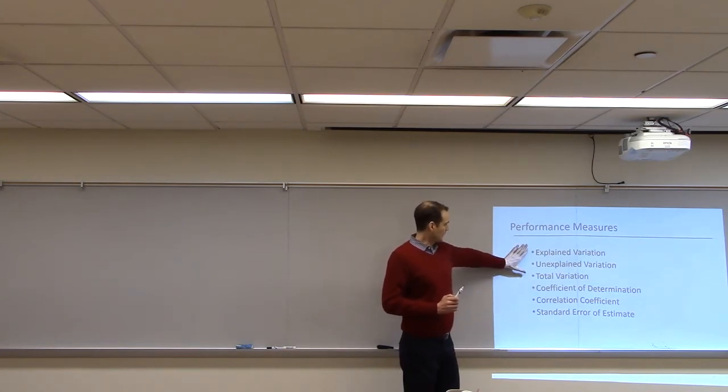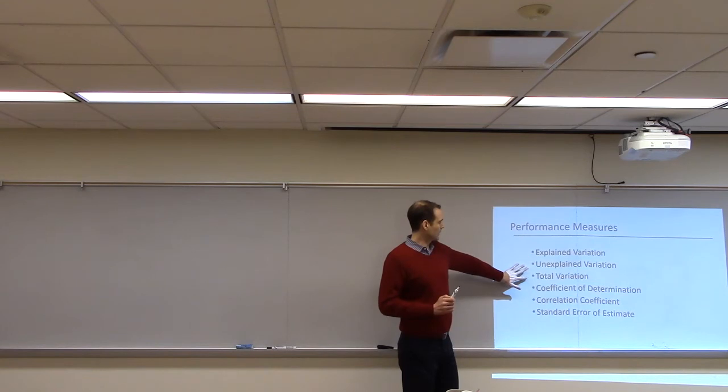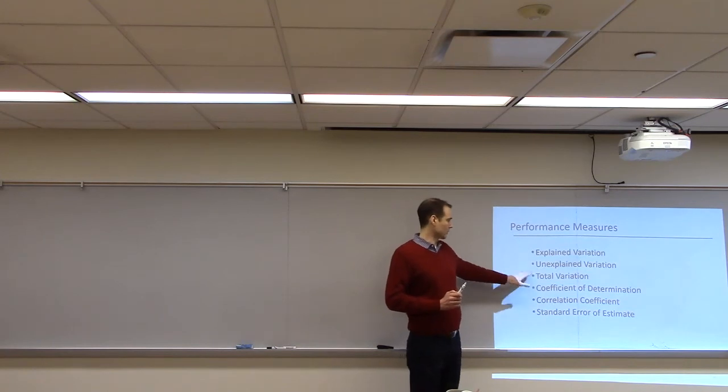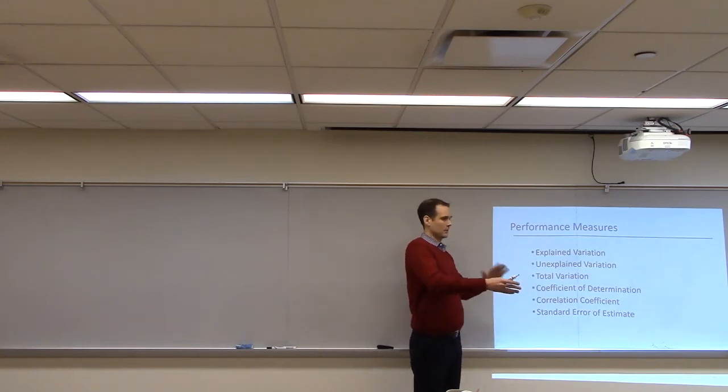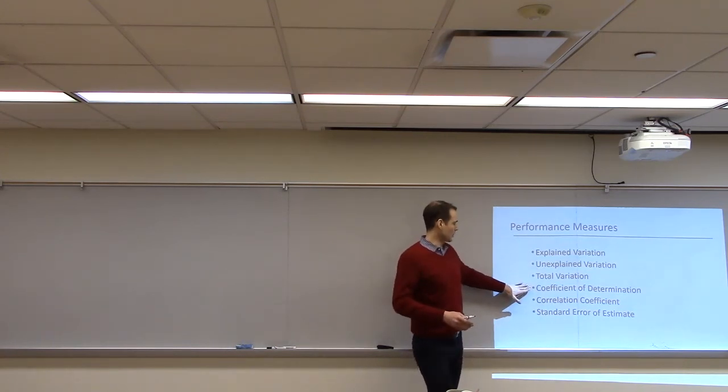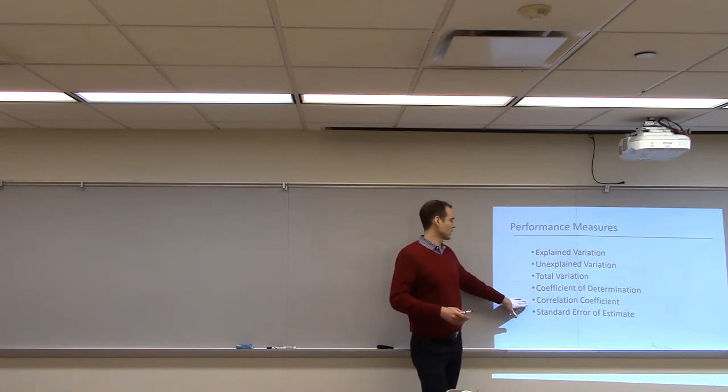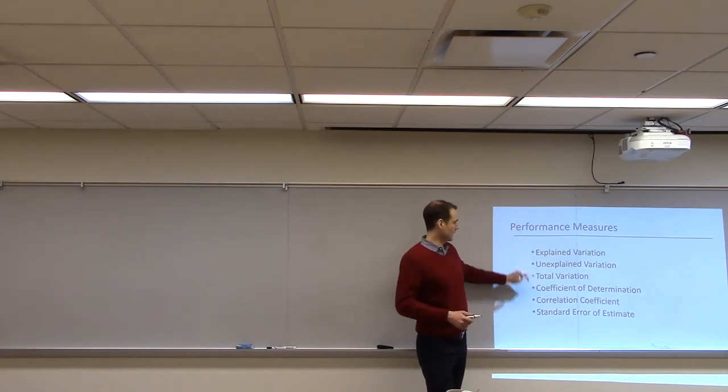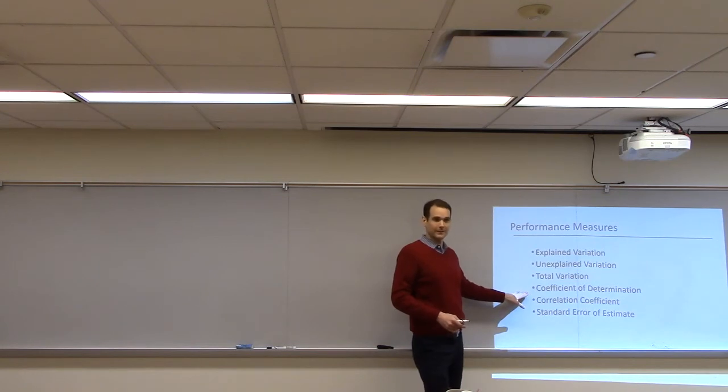These 3 things, explained variation, unexplained variation, and total variation, will be our building blocks for our performance measures. Then we'll use some math to calculate 3 different terms: the coefficient of determination, the correlation coefficient, and the standard error of the estimate. I'll explain these 3, and then I'll show you the math of how we get them.